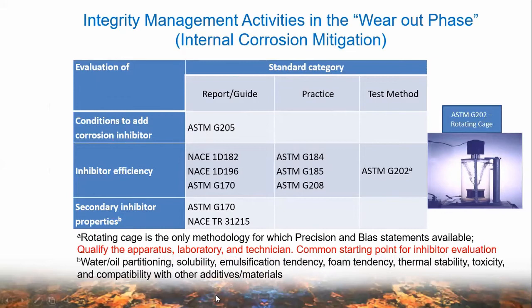Finally, understand the influence of secondary corrosion inhibitor properties. Secondary inhibitor properties include water-oil partitioning, solubility, emulsion tendency, foaming tendency, thermal stability, toxicity, and compatibility with other additives and materials. This list is not exhaustive, but understand the influence of secondary inhibitor properties because they influence considerably the inhibitor behavior as well as efficiency.